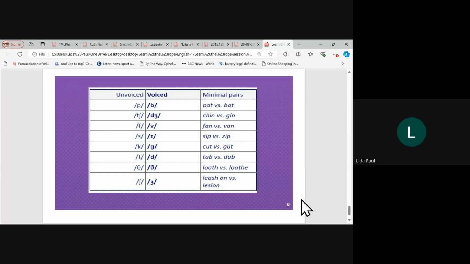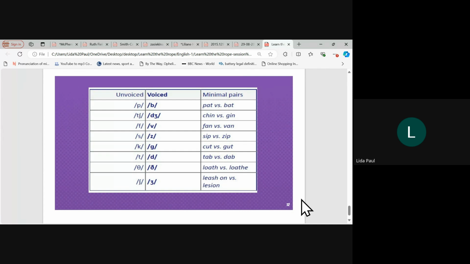So for every category, you're going to have one sound which would be voiced and the other that would be voiceless. So for the bilabial sounds, you have p and b. P is voiceless, b is voiced. For ch and j, what are ch and j? Both of them are palatal sounds, right? So ch is voiceless and j is voiced.